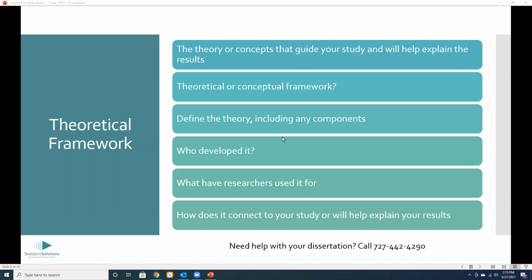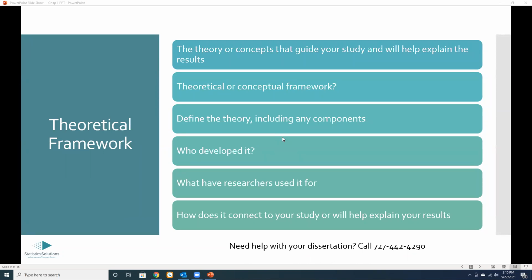Is it a well-used theory, a well-known theory that helps your reader understand that it's something that's probably suitable for what you're doing. And then you need to talk a little bit about how it connects to your study, which can be tricky, but let's say you're doing a quantitative study on emotional intelligence. Okay, so there's a theory of emotional intelligence, right?